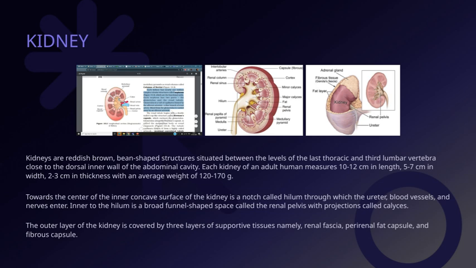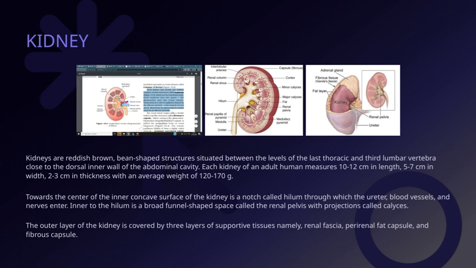Just beneath the hilum, you'll find the renal pelvis, a broad, funnel-shaped space that collects urine from the kidney. From here, urine is funneled into the ureter. Inside the renal pelvis, there are projections called calyces, which are like small chambers that collect urine from the renal papillae before it drains into the pelvis.